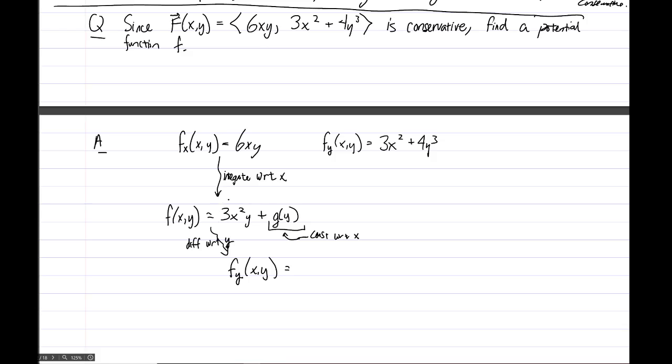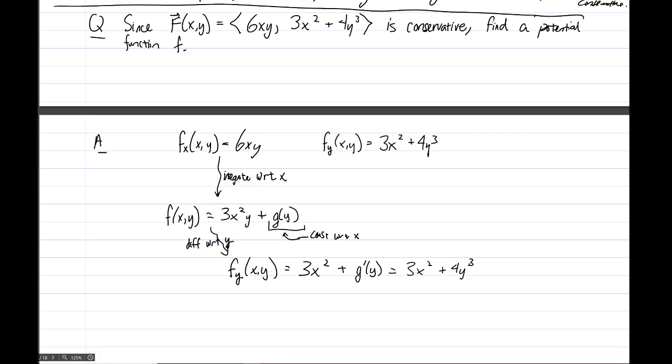Right, and that would equal, we'll differentiate each term with respect to y. The first term, 3x squared y, will differentiate to 3x squared. The second term is g of y. Well, look, this is a normal derivative, so let's just write g prime of y. The prime is understood to be with respect to y, because that's the only variable there. Well, then we know that f sub y is supposed to look like this. So we'll bring this down here and set equal: 3x squared plus 4y cubed.